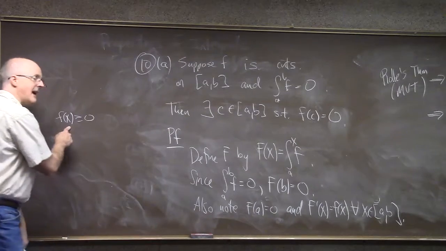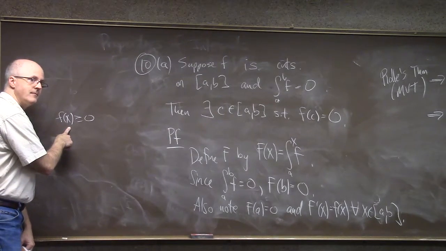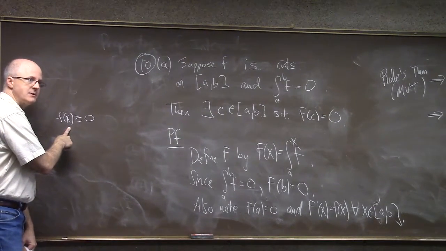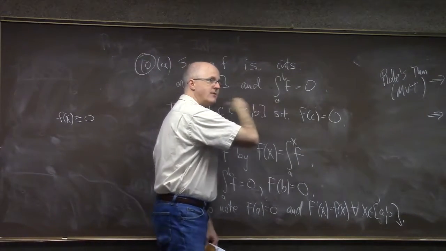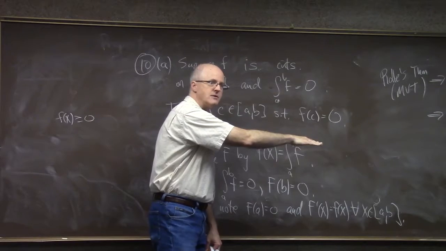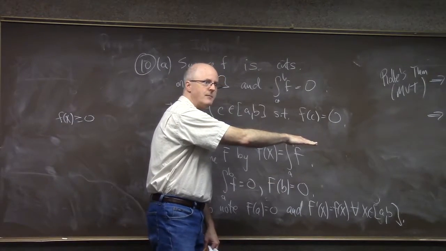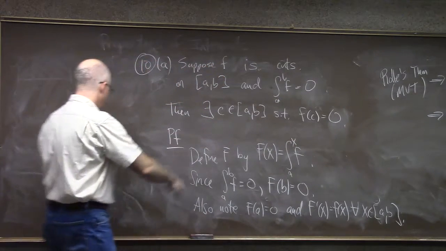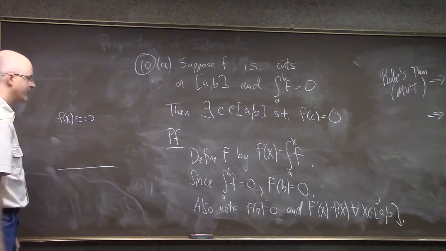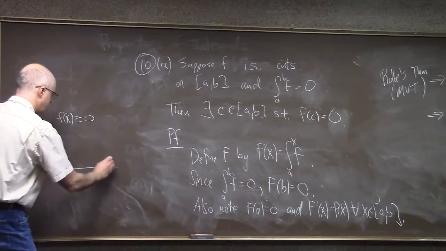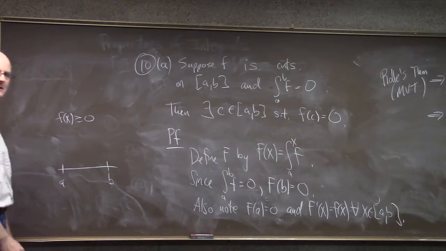If you're assuming it's non-negative, and you're assuming it's continuous over the interval, and this integral is 0, then in fact the function must be the constant function, always equal to 0. That proof actually requires something from chapter 3. I'm not going to go through the full proof, but let's talk about the idea.